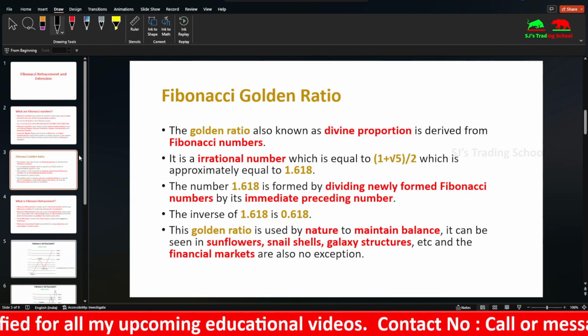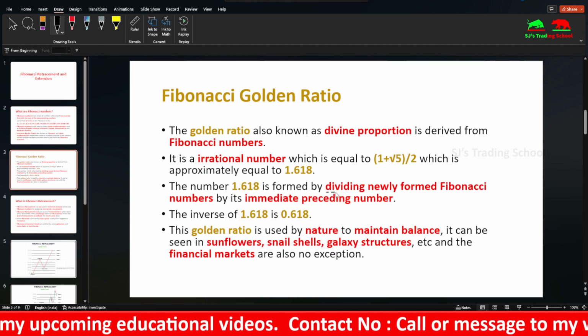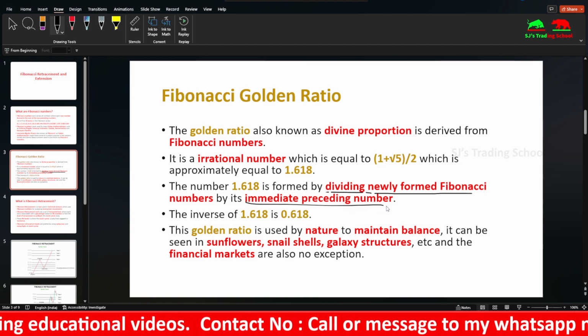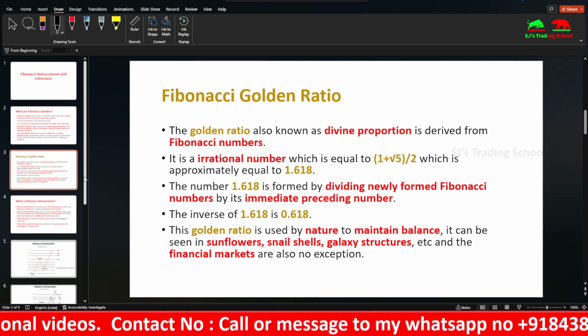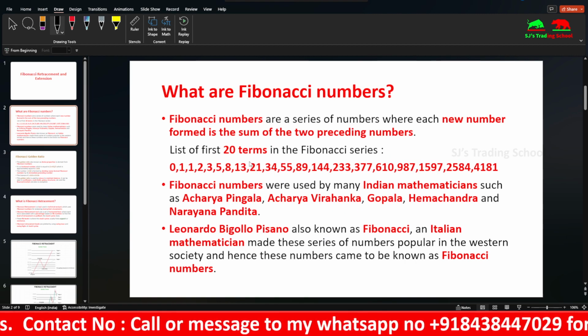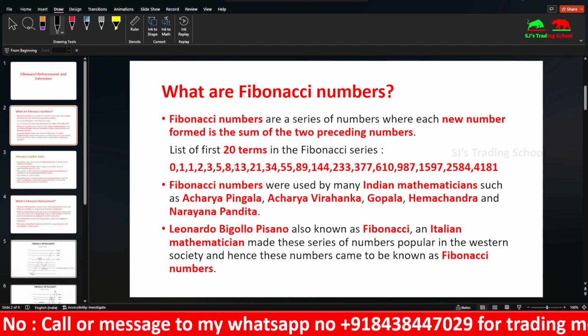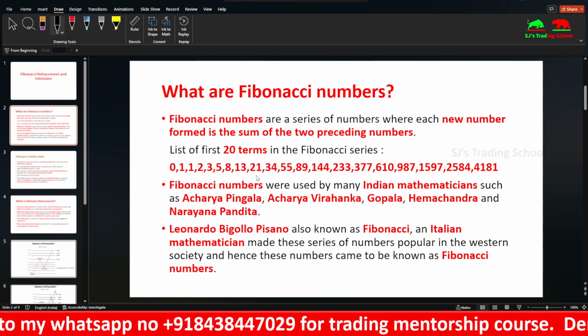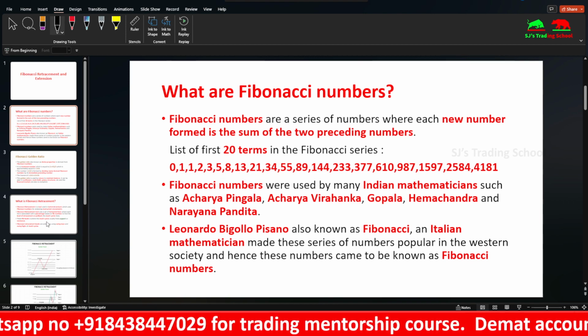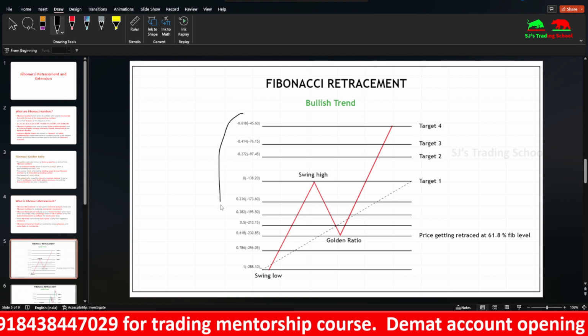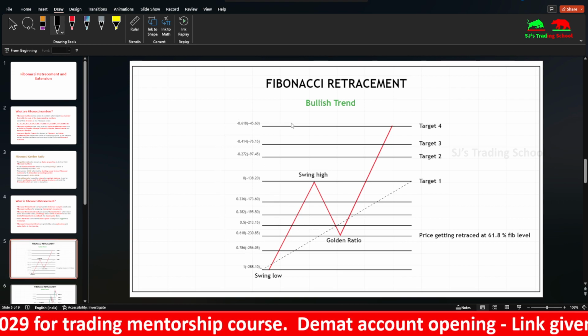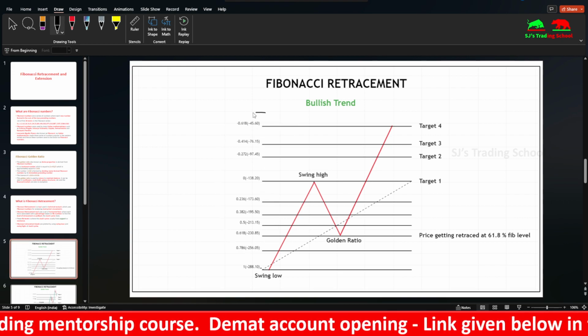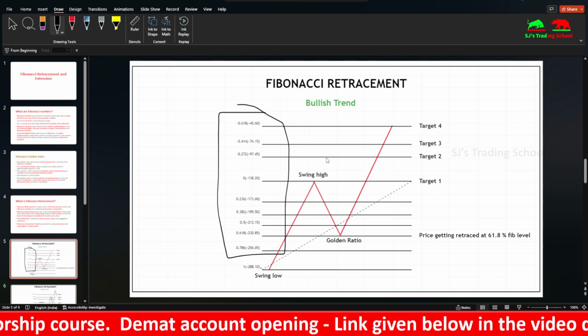So it's basically formed by dividing newly formed numbers by their immediate preceding numbers. Not only immediate preceding numbers, you can also use other numbers. For example, 5 divided by 8 gives one value, 8 divided by 21 gives one value, 13 divided by 21 gives some value. So these numbers are found by using that. That is not important. Basically, remember these numbers, these are very important.